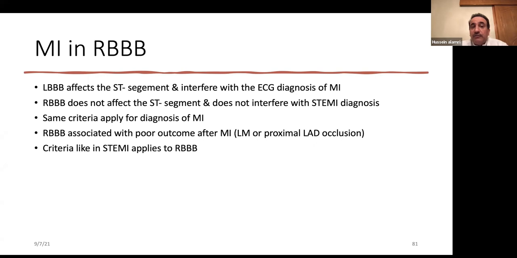So left bundle, as we discussed earlier, the main dilemma and difficulty is that it affects the ST segment. So it interferes with the ECG changes, diagnosis of MI. While right bundle affects the terminal part of the QRS, but it does not interfere with the ST segment. So you will find that there is wide QRS segment with S wave, but the ST segment will be normal and not affected. That's why you can easily apply the criteria for diagnosis of MI, more than 1 millimeter ST elevation in all leads, except as we discussed earlier. However, we have to know that right bundle branch block is associated with poor outcome because of the arterial supply.